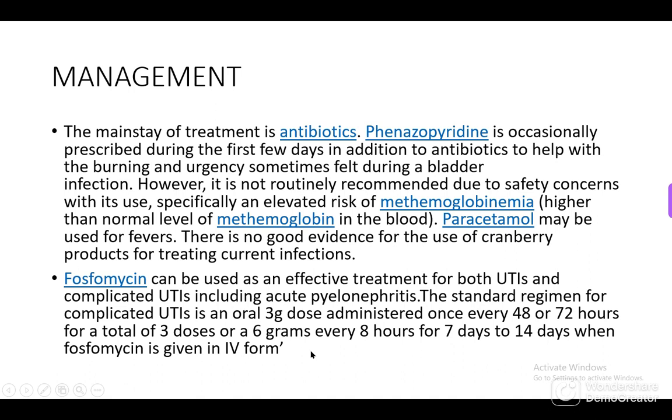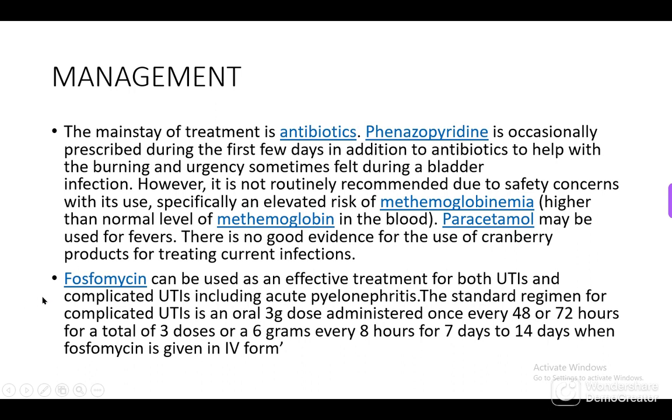The standard regimen for the complicated UTI is an oral 3-gram dose, once every 48 to 72 hours, twice a week, you can say, a total of 3 doses, or 6 grams every 8 hours for 7 days or 14 days when fosfomycin is given in intravenous form. Full dosage. In our country, we can use the fosfomycin capsule, which is available in 500 milligrams. You can give it 8 hourly, the patient can tolerate it, definitely, for 7 days.